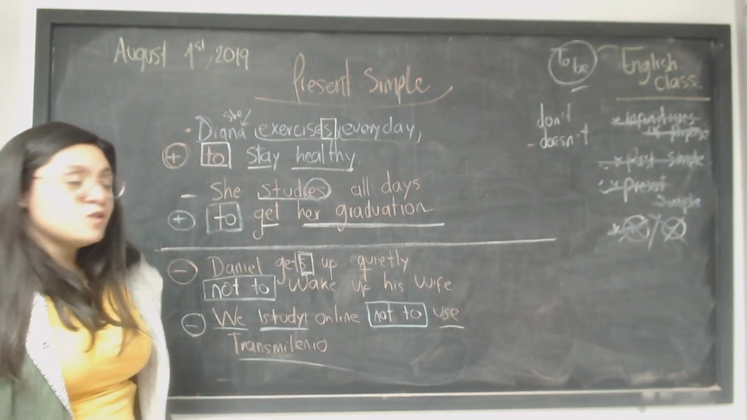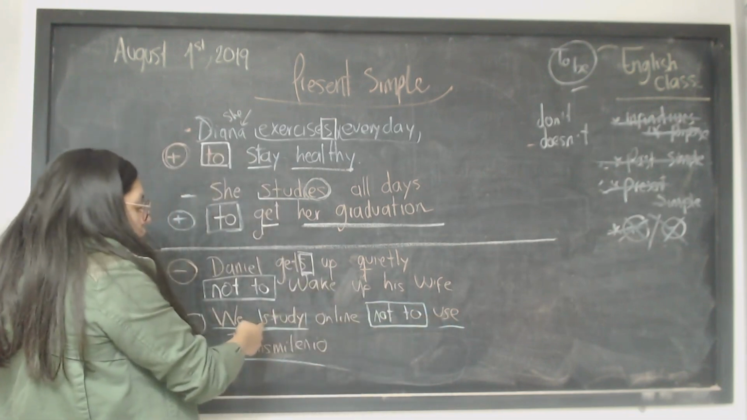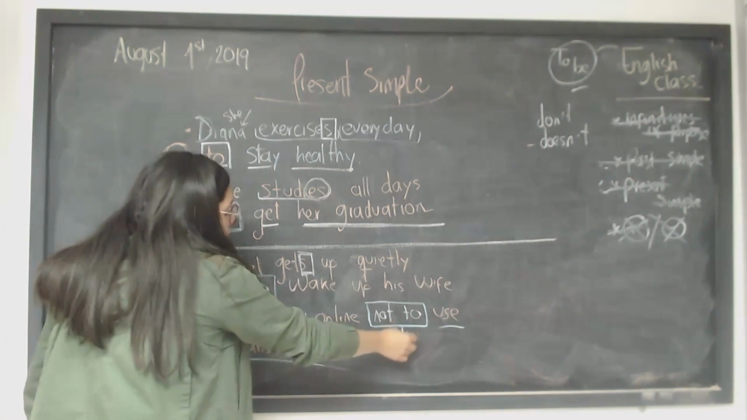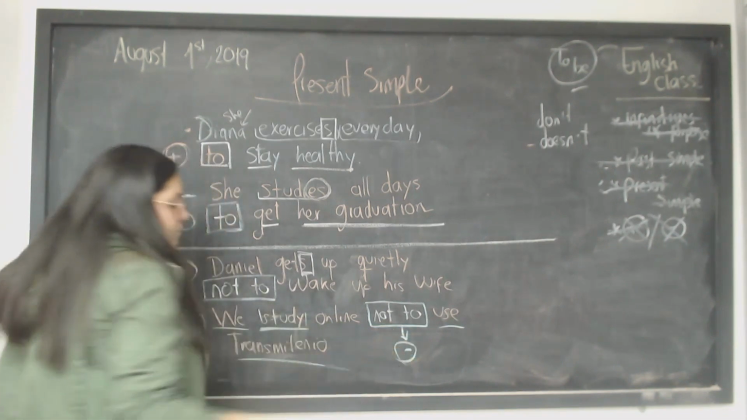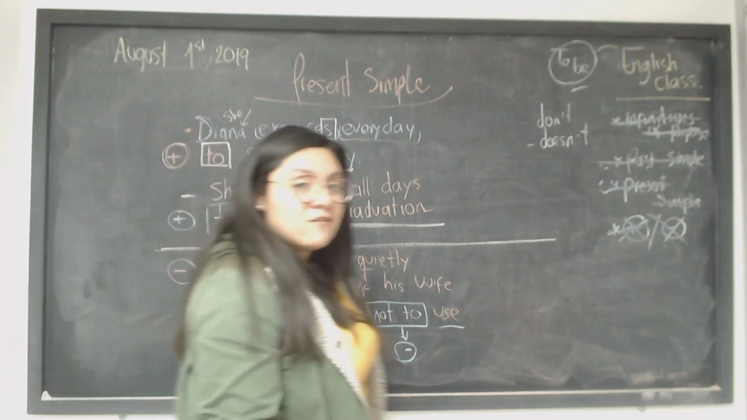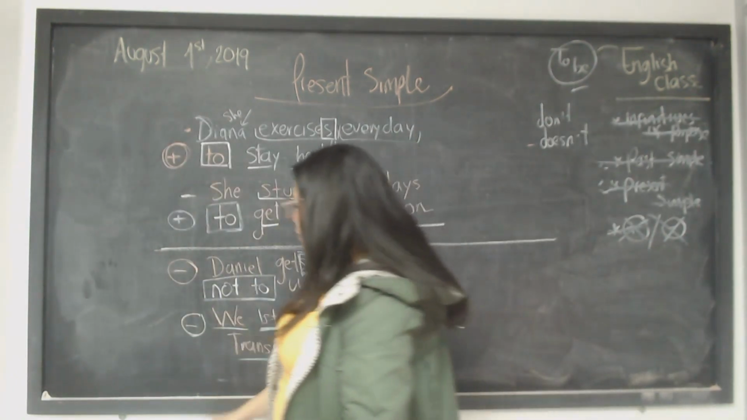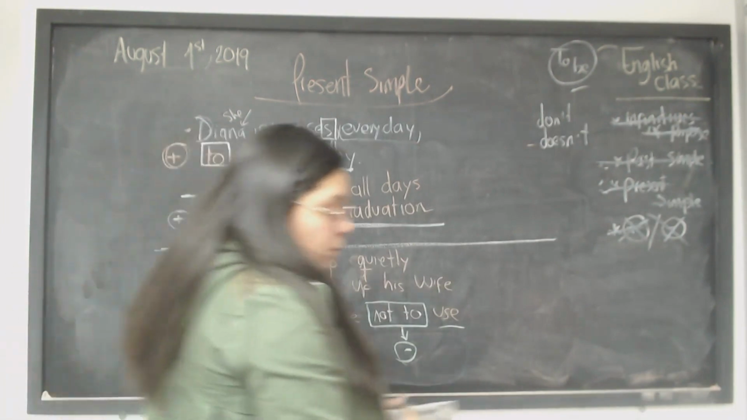Okay? So that means that the connection between use transmilenio and go to study is not to. So it is a negative, para no utilizar transmilenio. My purpose or my objective then changes because it is a negative objective, okay? And then we're going to make some other examples. So let's see.